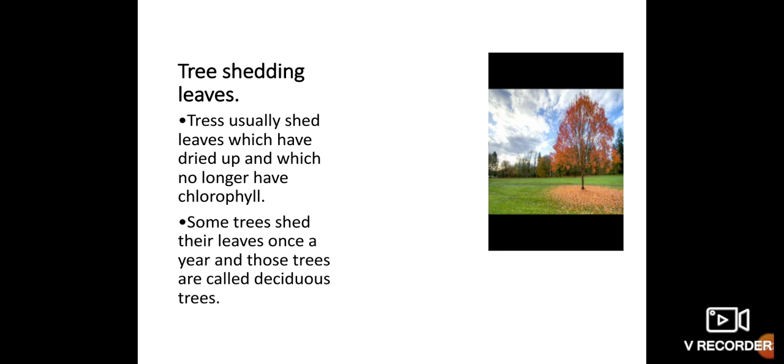Now there are trees which shed their leaves once in a year. Those trees are called deciduous trees. And there are some trees which do not shed their leaves throughout the year. Those trees remain green throughout the year and those trees are called evergreen trees.